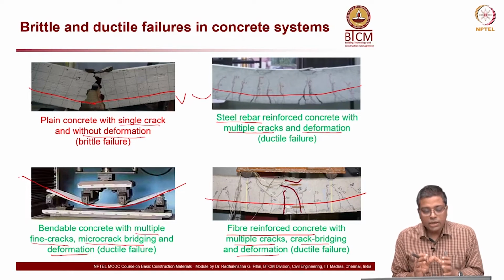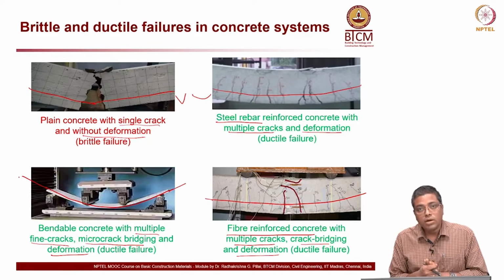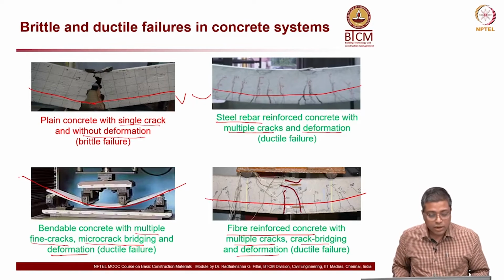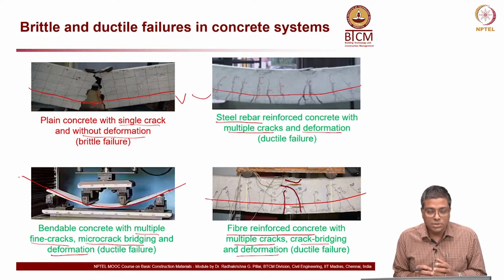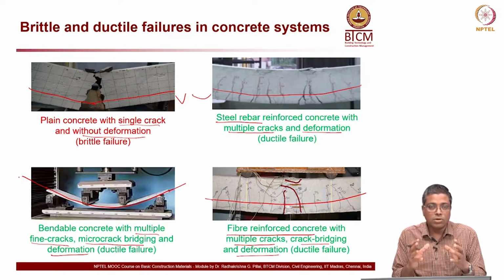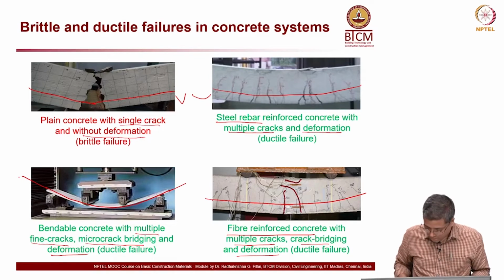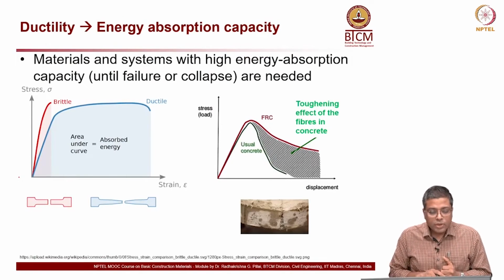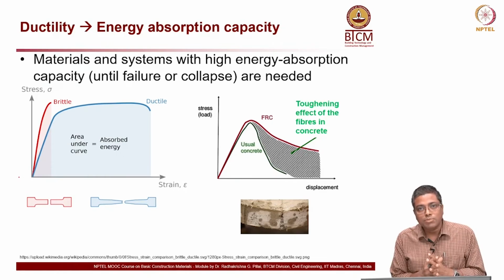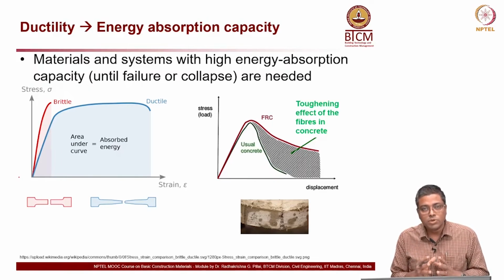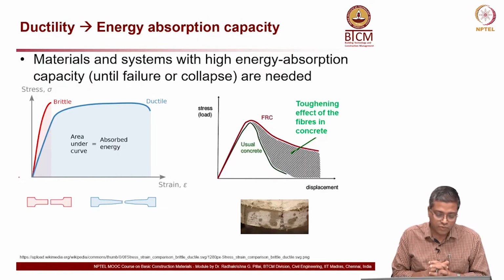So, the idea here is, yes, we can make concrete which is ductile in nature by introducing steel rebars or fibers or even microfibers. Okay, it all depends on how the steel and concrete work as a system. Now what is the whole idea when we introduce this steel into the concrete? It is mainly to enable the absorption of more energy before it can fail.